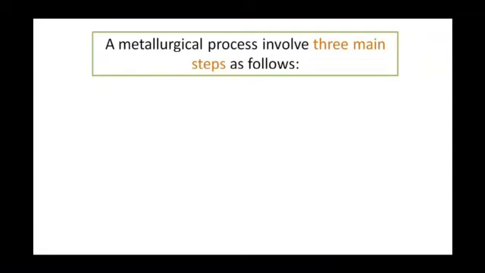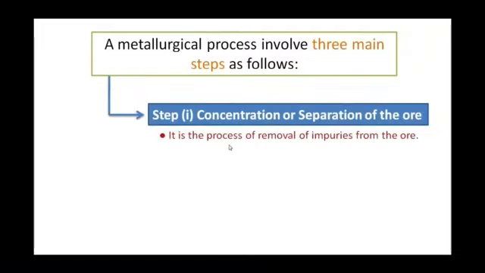Now it's clear that metallurgy is the separation of metals from their ores. Here, the metallurgical process follows three main steps. Step 1: Concentration or separation of the ore. In this step, undesirable materials or impurities like sand, stones, etc. will be removed, and this is said to be concentration of the ore.